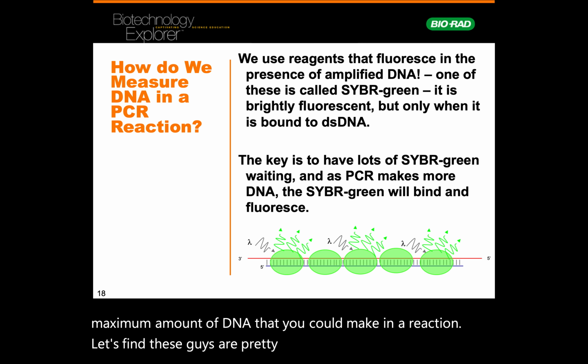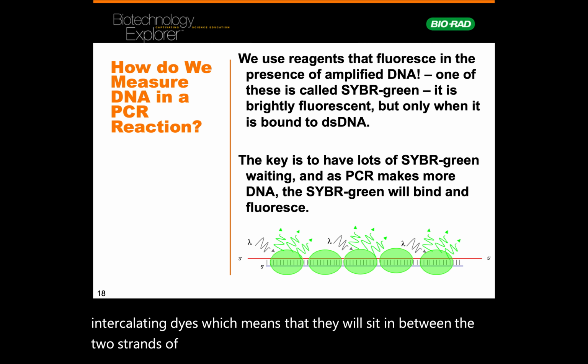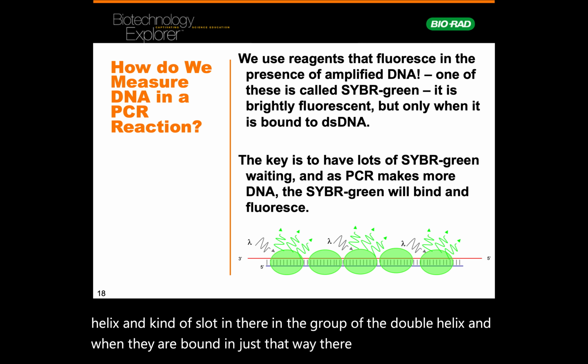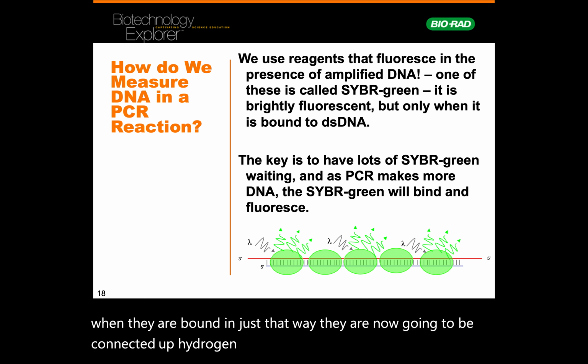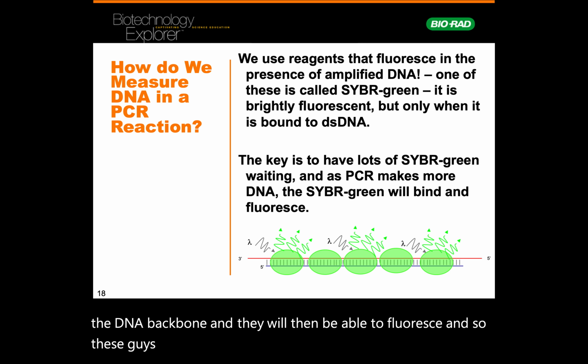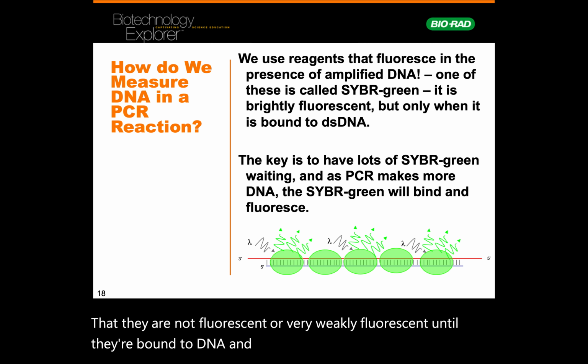They are what is called intercalating dyes, which means that they will sit in between the two strands of DNA. They will actually bind to the DNA double helix and kind of slot in there in the groove of the double helix. And when they are bound in just that way, they're hydrogen bonded to some of the atoms making up the DNA backbone, and they will then be able to fluoresce. And so these dyes are chosen because they are not fluorescent or very weakly fluorescent until they're bound to DNA, and then they become hugely fluorescent.